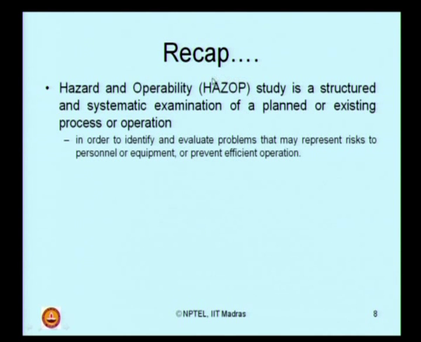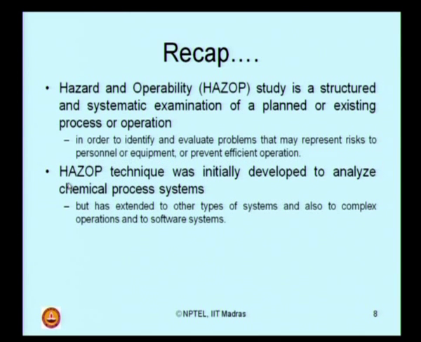On the other hand, Hazop can be applied to a new plant, existing operation or existing process. Generally, Hazop is done to identify and evaluate problems that may represent risks to personnel or equipment or prevent efficient operation. Hazop technique was initially developed to analyze chemical process systems only. In a later stage, this has been extended to other types of systems and also to complex operations, and surprisingly even to software systems as well.